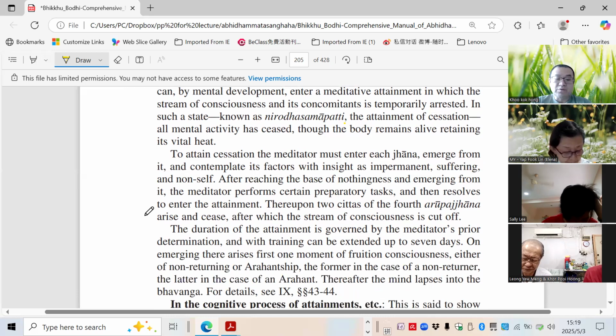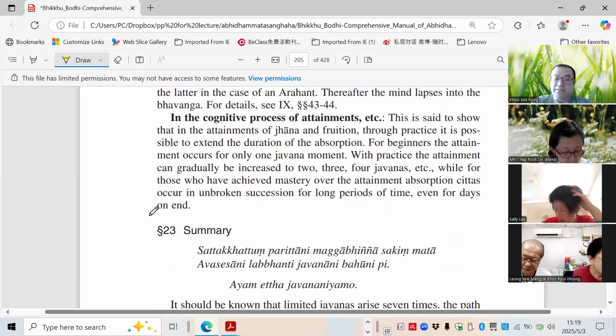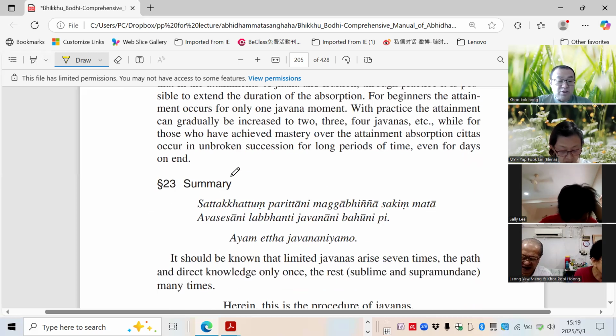In the connective process of attainment, etc., this is said to show that in the attainment of jhana and fruitions, through practice, it is possible to extend the duration of the absorption. For a beginner, the attainment occurs for only one jhana moment. With practice, the attainment can gradually be increased to 2, 3, 4 jhana moments, etc. While for those who have achieved mastery over the attainment, absorption cittas occur in unbroken succession for a long period of time, even for days on end.